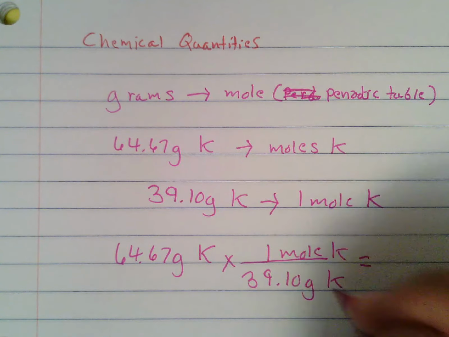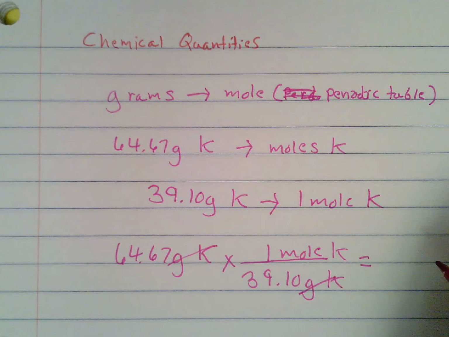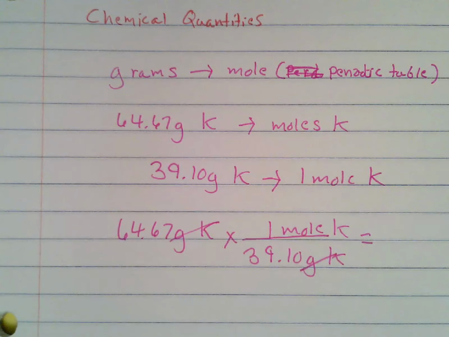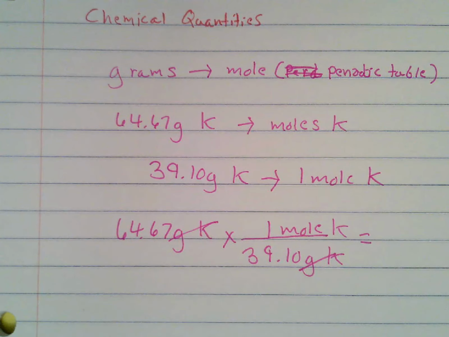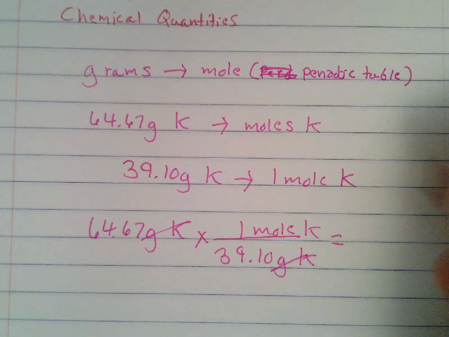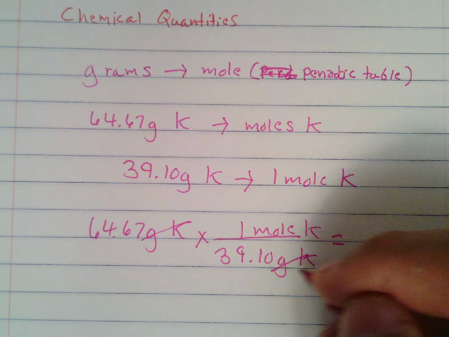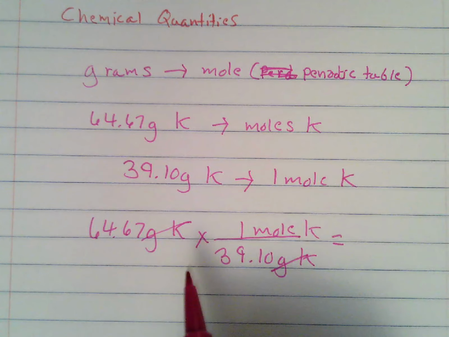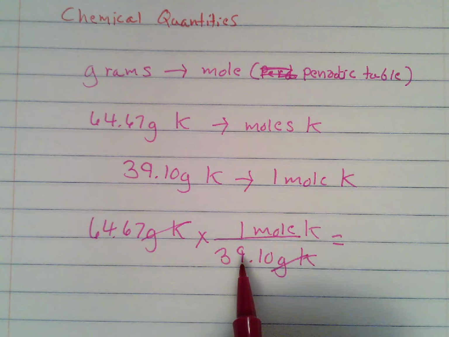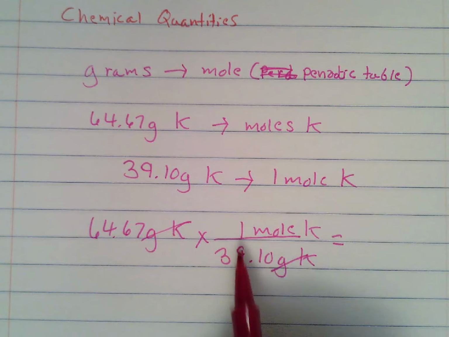And it's really great because we can then cancel the units we don't want. And that's why I have you guys use these steps, so that you keep your units straight and you know exactly what you're going to end up with. So let me scoot that over there. So if you look at this, you end up basically canceling this out, and then mathematically speaking, it becomes a very simple problem of anything that's on top we multiply, anything that's on bottom we divide. So here it's going to be 64.67 times 1 divided by 39.10.